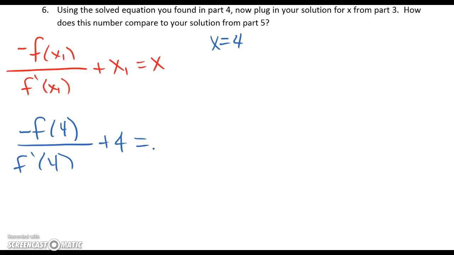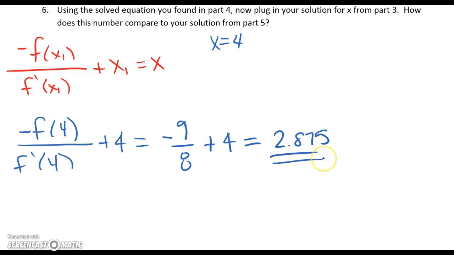Recall that f of 4 was equal to 9 and that f prime of 4 was equal to 8. But this needs to be negative because of the negative that we have on our equation here, and then we add 4 to this. So if you take 4 plus negative 9/8 in your calculator, you'll end up getting a solution of 2.875. And that is the solution that we found in part 5.